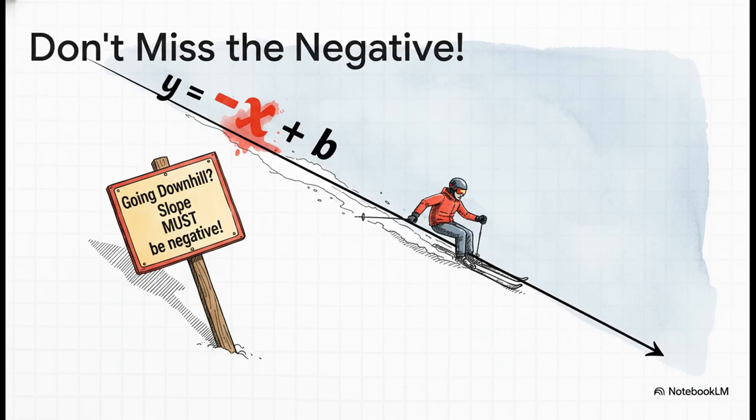The other thing that gets forgotten all the time is the negative sign. So here's a foolproof check you can do for every single problem. Just ask yourself, looking from left to right, is the line going downhill? If the answer is yes, then your slope absolutely, positively must be negative. Always do that final check for the minus sign. It'll save you a ton of headaches.